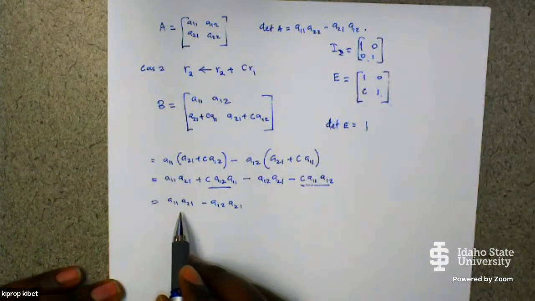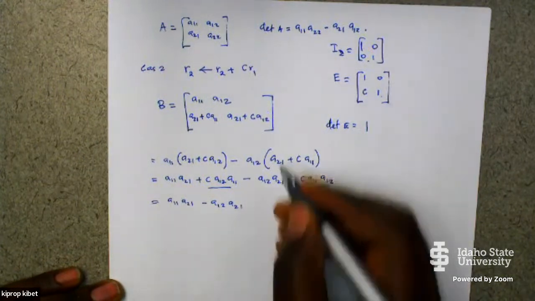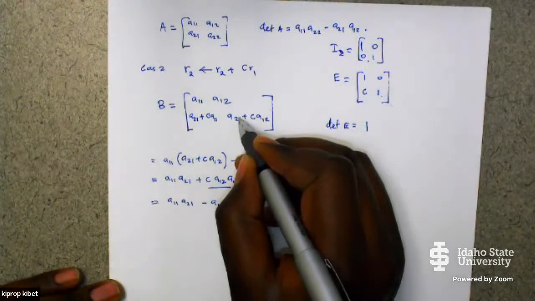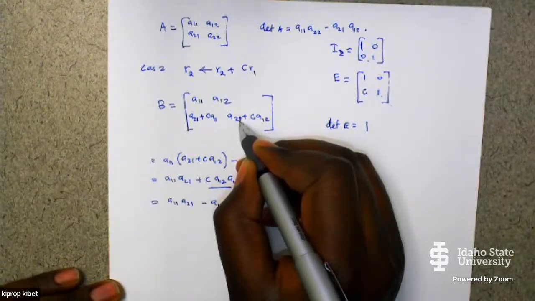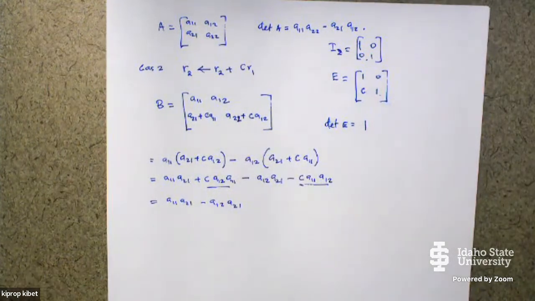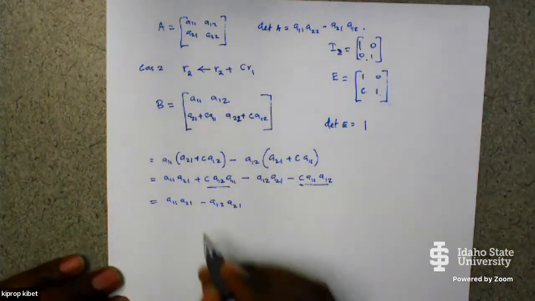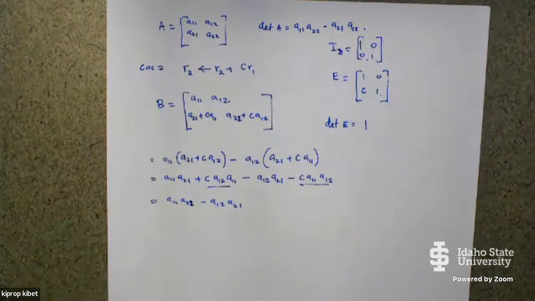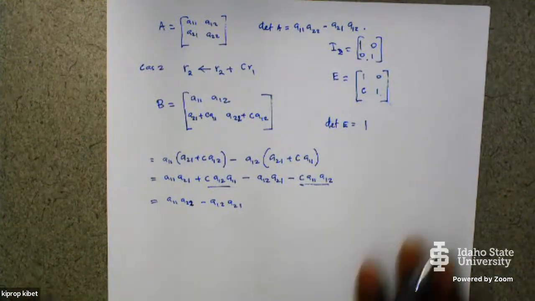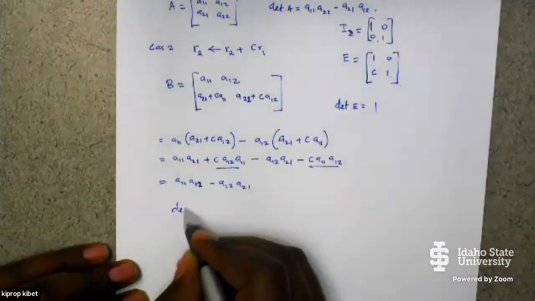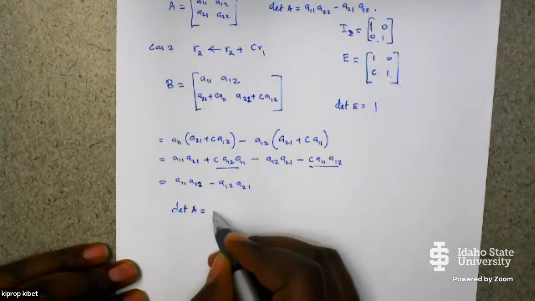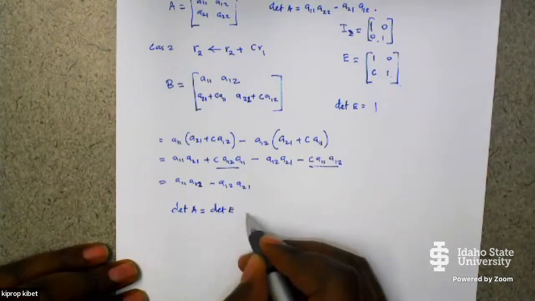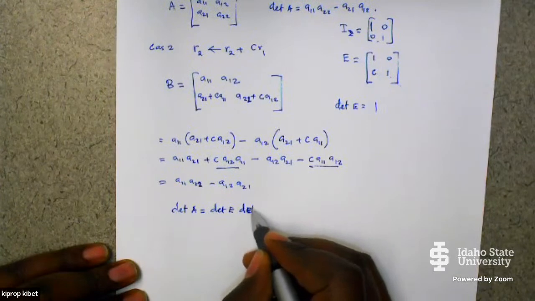Am I doing the correct thing? This is A22, if I'm not wrong. Right? Yeah. So this should be A22 here. So therefore, the determinant of A is equal to the determinant of E multiplied by the determinant of B.